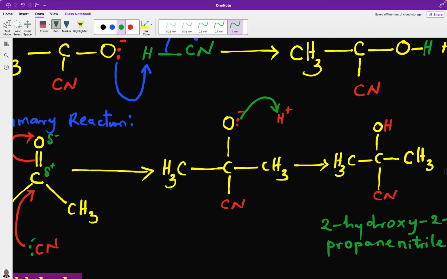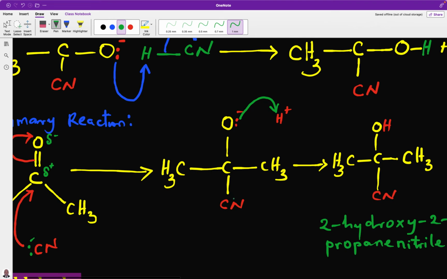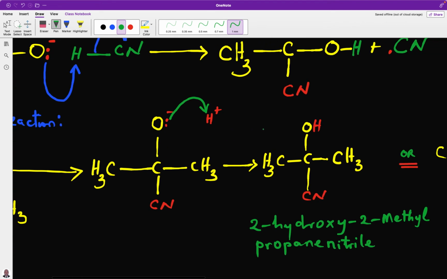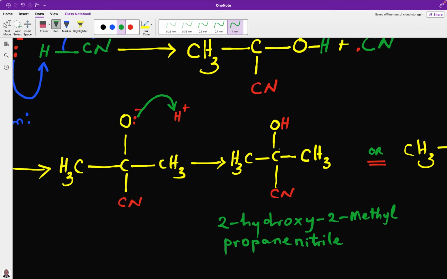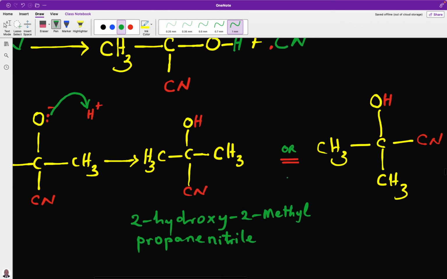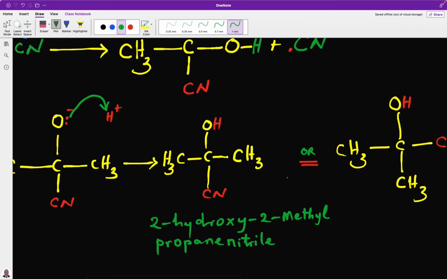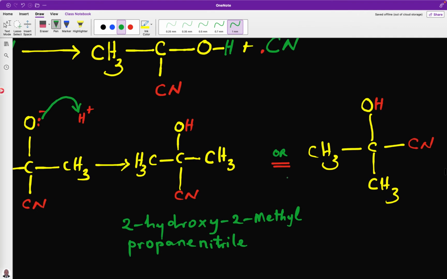See the bond, an intermediate is formed. This is an intermediate that is being formed here. That intermediate now picks a hydrogen ion in solution. And finally, 2-hydroxy-2-methylpropane nitrile is formed. So that is the product.